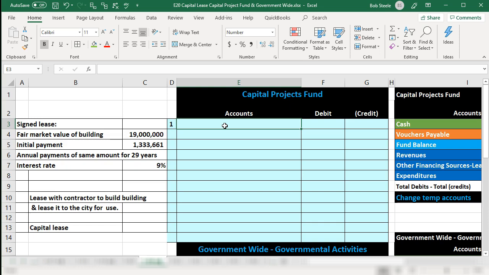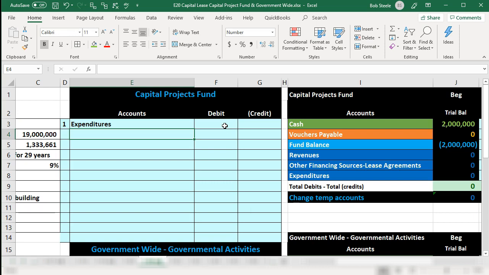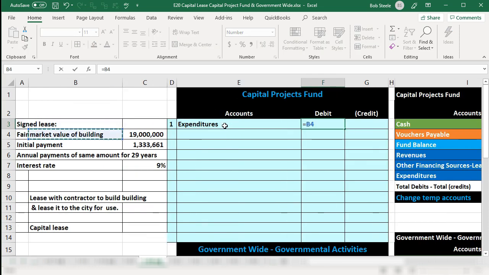So the way we're going to do that is first we had the building last time. We're not going to record the building. We're going to record an expenditure related to it. So we're going to scroll down and say that we have the expenditure. Remember, this is fund accounting. This is going to be more of a short-term type of flow type of accounting. So we're going to pick up the expenditure, and that's going to be equal to the 19.